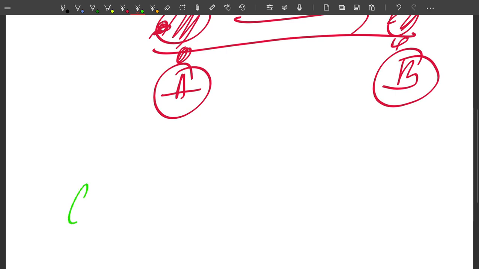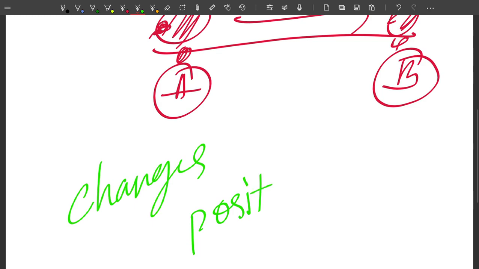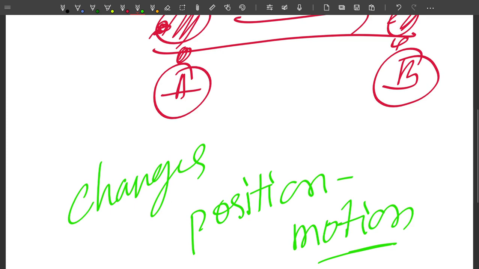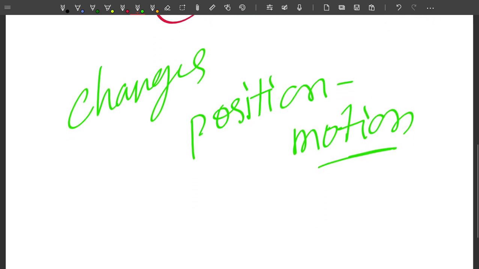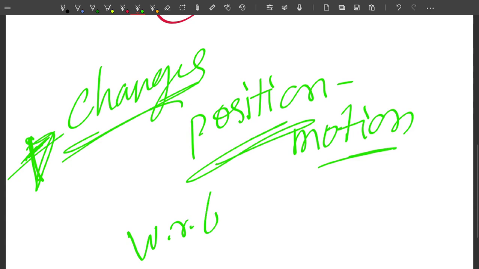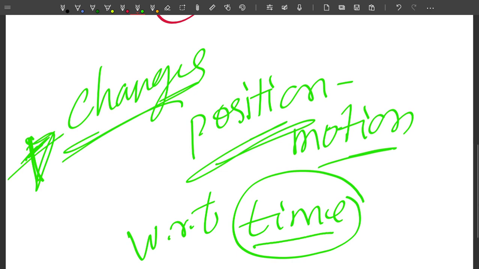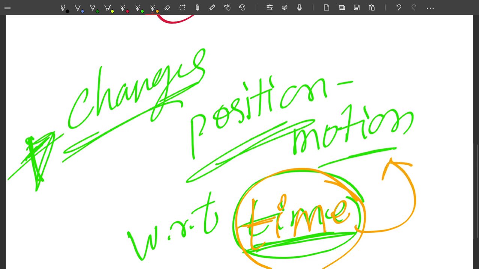Then I would say anything which changes position is said to be in motion. In a very simple language, or in a scientific way, any object which changes position with respect to time, because time plays an important role in physics, right? With respect to time, let me write it in a different color. Such kind of activity is called motion.